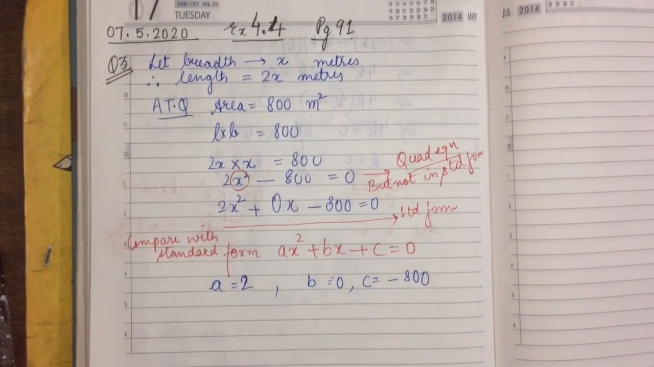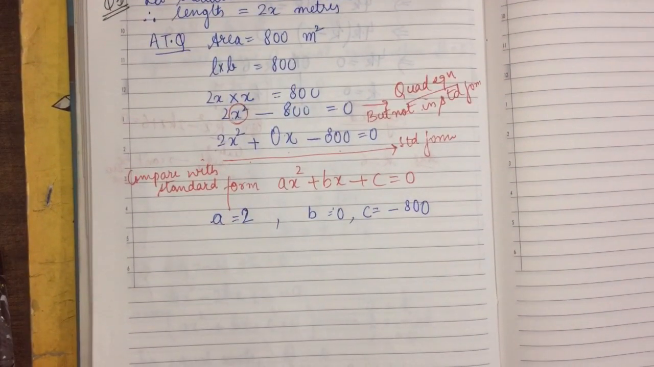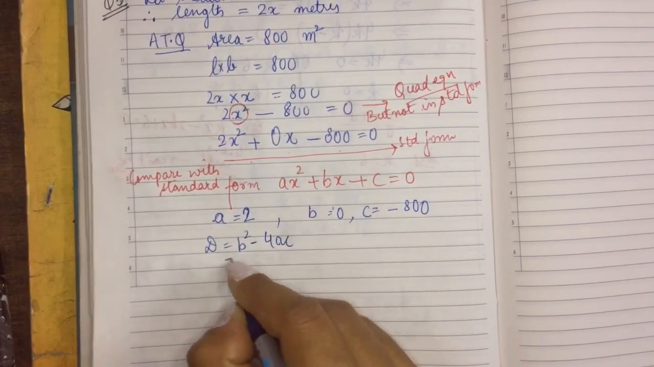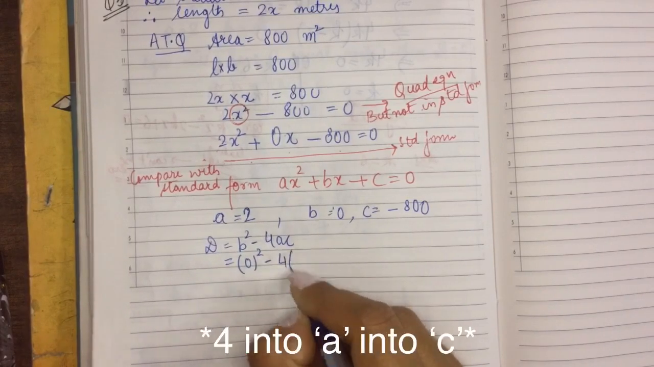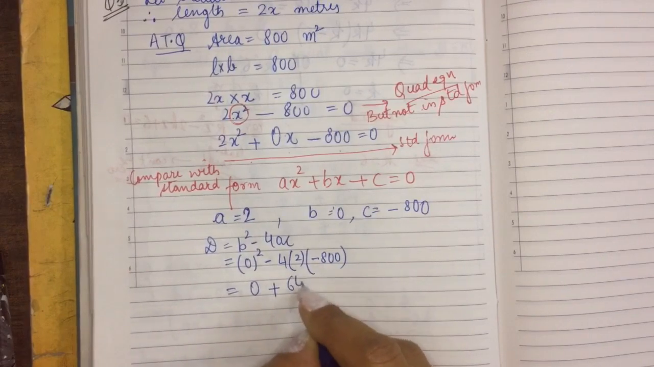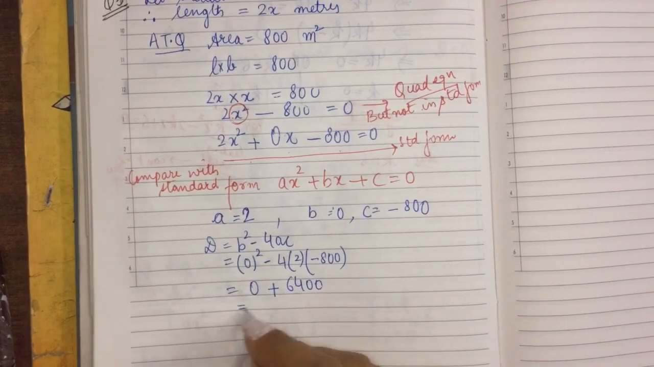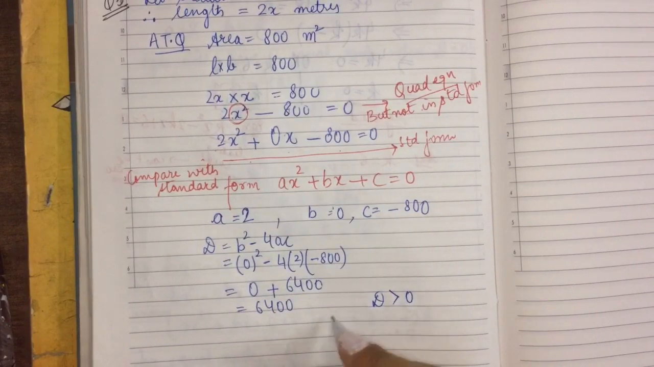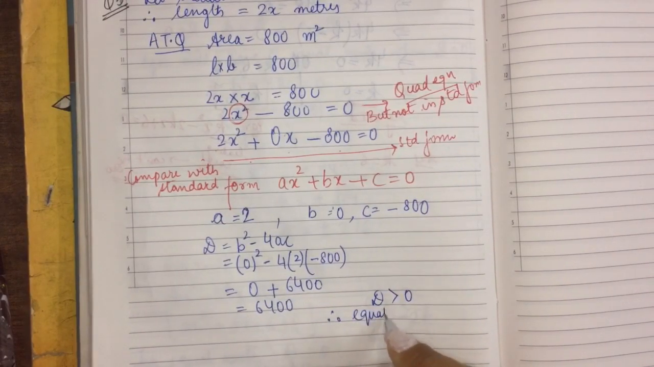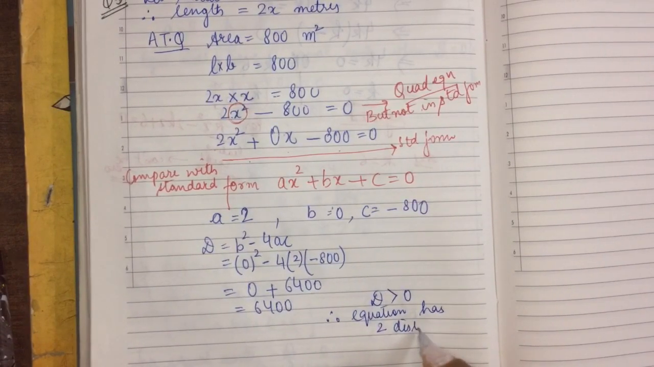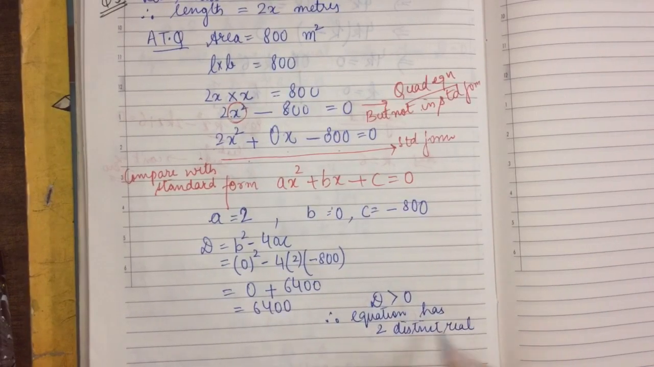And now we find out the discriminant, and then we will decide whether we are going to find out the roots or not. Discriminant is given by b square minus 4ac. So this is 0 square minus 4 into 2 into minus 800. So this will be 0 plus 6400. So this is 6400. The discriminant is greater than 0. So therefore the equation has two distinct real roots.